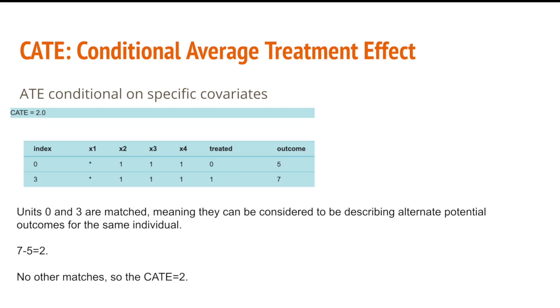The conditional average treatment effect is basically the ATE conditional on specific covariates. So in this case, you would take a unit and then find its main matched group, which is all the units that match with it, and then your average treatment effect would be conditional on these covariates. For this example, the average treatment effect would be conditional on x2, x3, x4 all equaling 1. Units 0 and 3 are matched, so they can be considered to be describing alternate potential outcomes for the same individual. Once again, the treated outcome is 7, the non-treated outcome is 5, 7 minus 5 is 2, and there are no other matches, so the K is 2.